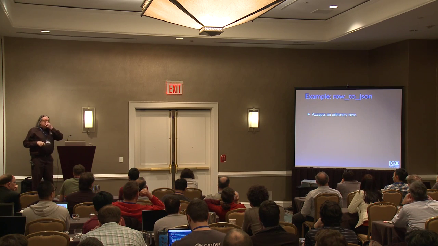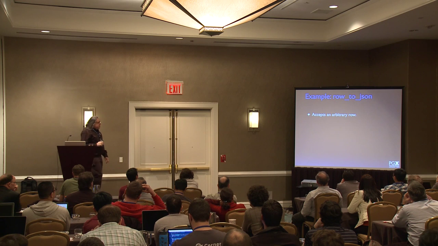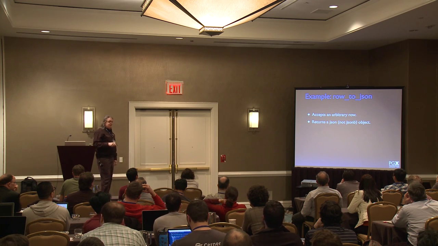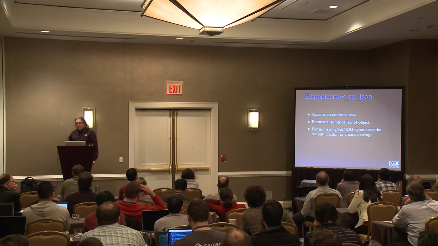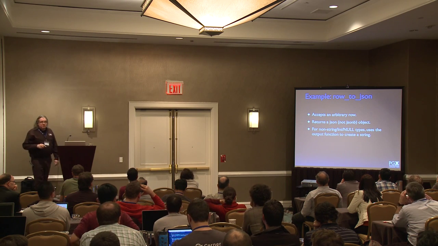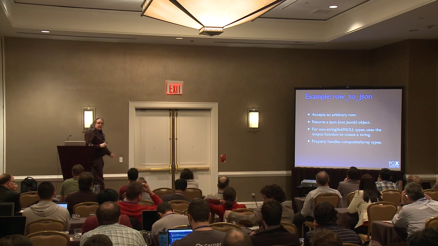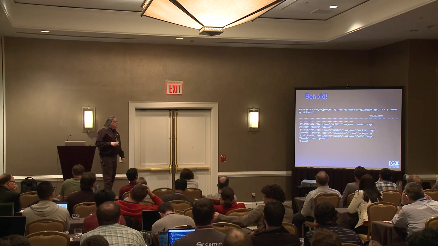So, just for example, two of the cooler ones: there's row_to_json, which accepts an arbitrary row and returns a JSON, not a JSONB, object. For non-string or int or null types, basically not the core JSON types, it uses the output function of the Postgres type, so whatever you get when you try and cast that type to a string. It handles array and composite types correctly, turns those into proper JSON things.